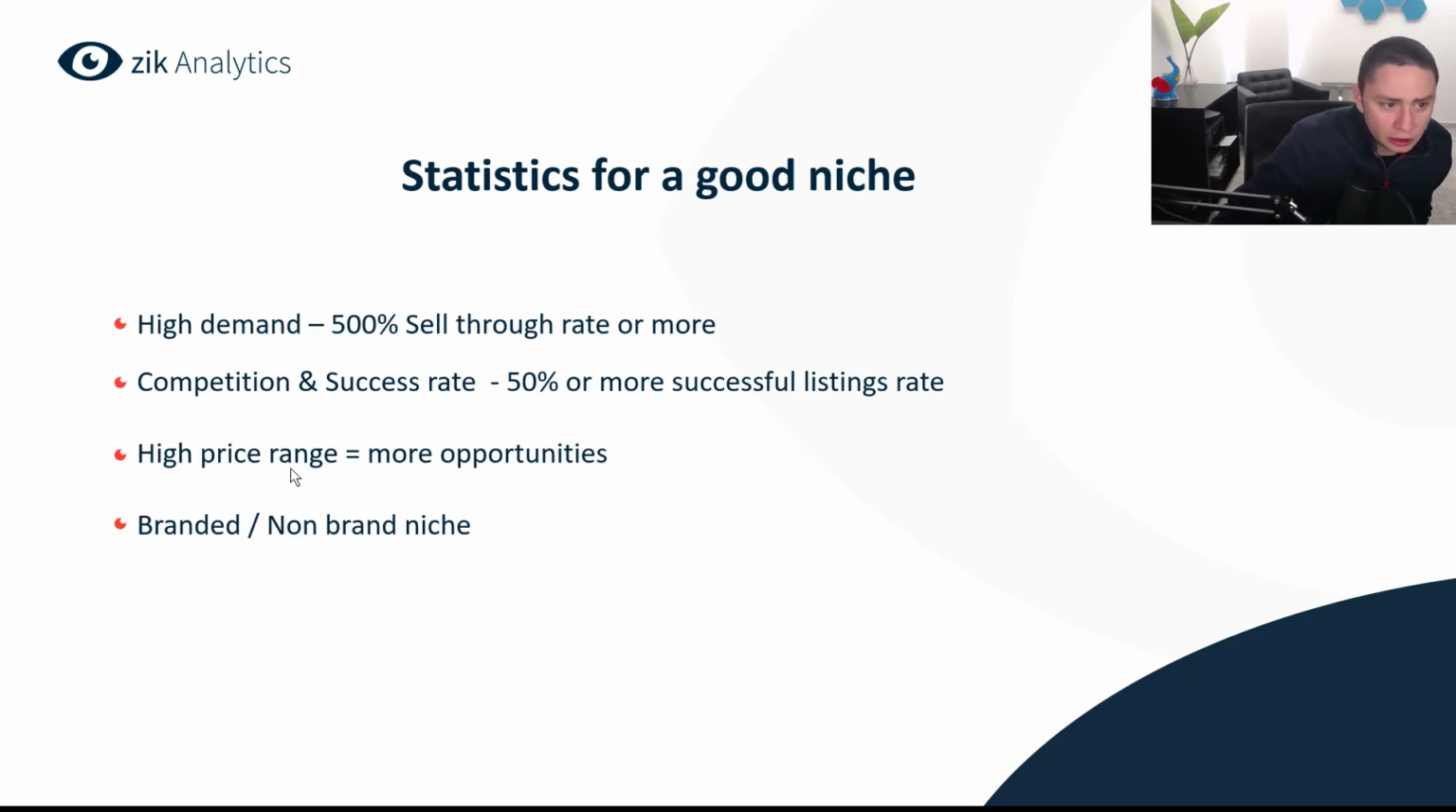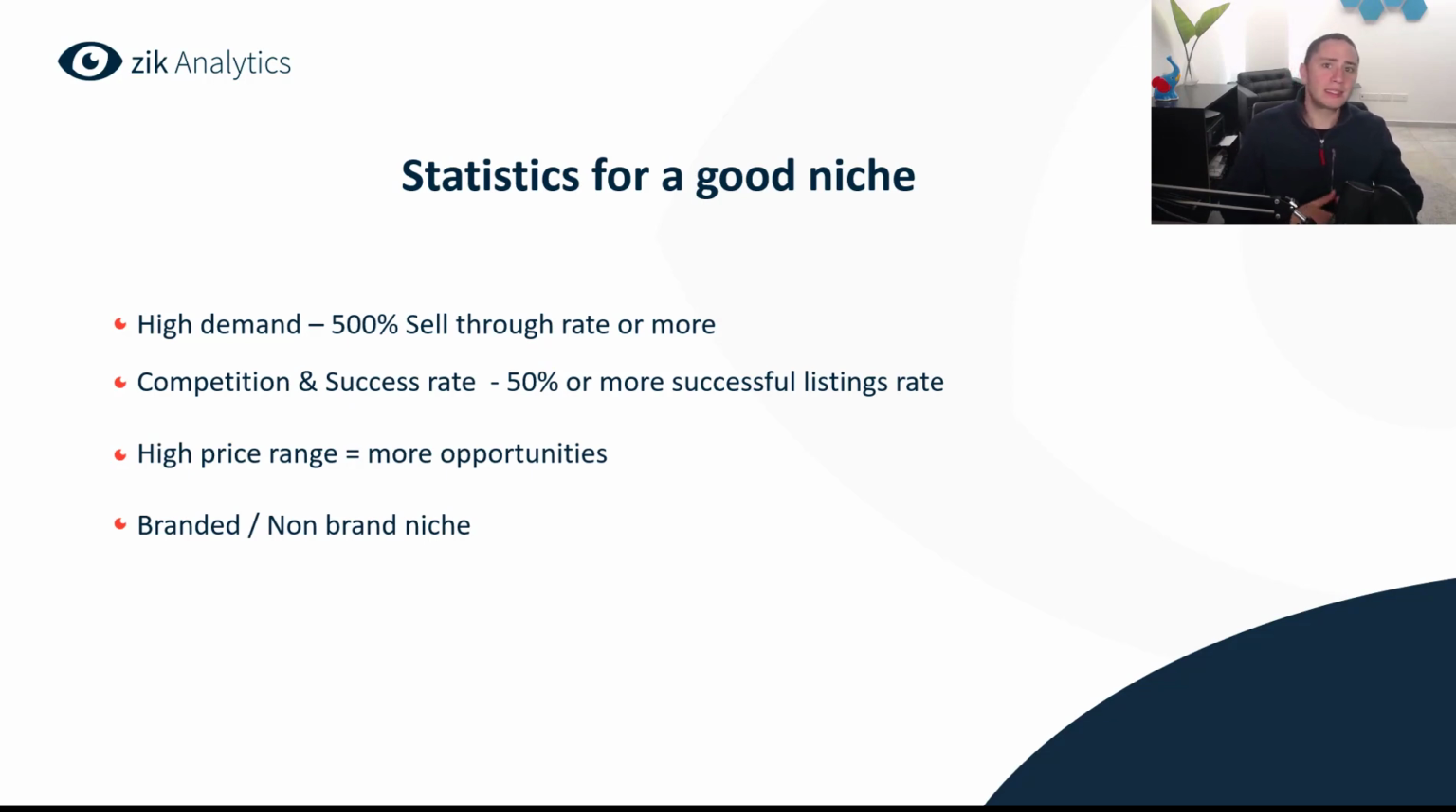High price range means more opportunities. Some product niches have very specific pricing. For example, most products are selling between $10 to $15. It's a very narrow price range. Some product niches have a very wide price range: products selling from $10, products selling for $100. The higher the price range, the more opportunities we can find.